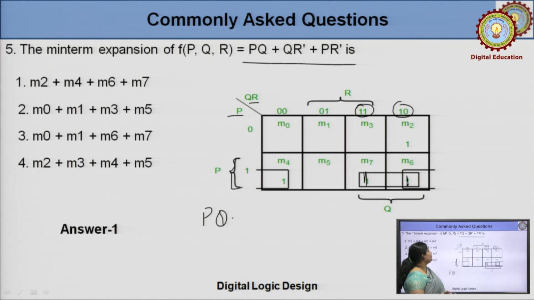For the second term Q R bar, where is the Q R bar? Q R bar is represented in the column. So where is Q R bar? Q R bar represents this. So this is the min term. And the last one, P R bar, so where is P R bar? P is represented in this row, and R bar is where? R bar is here and here. So I am giving 1 here also. So the total min terms are m2, m4, m6 and m7. The correct answer is 1.